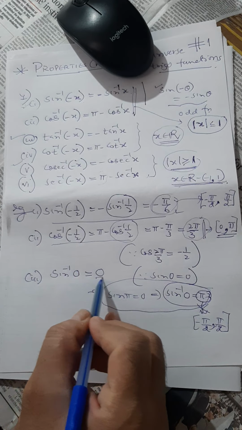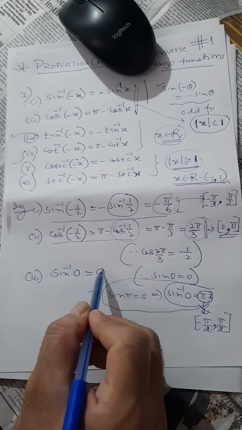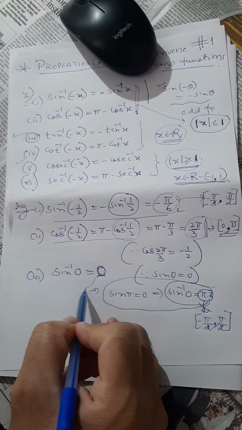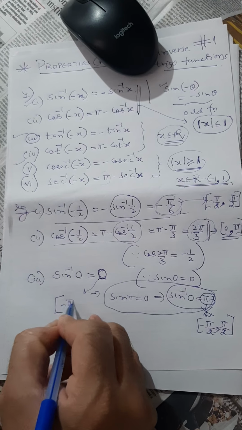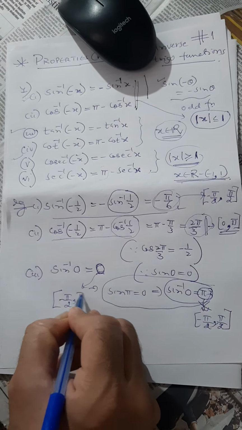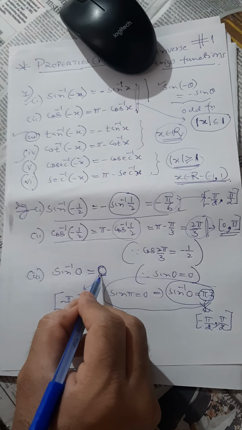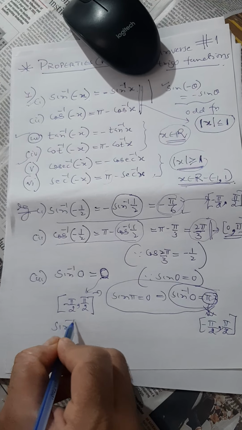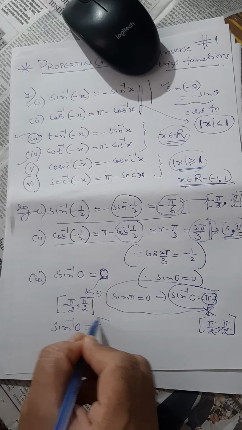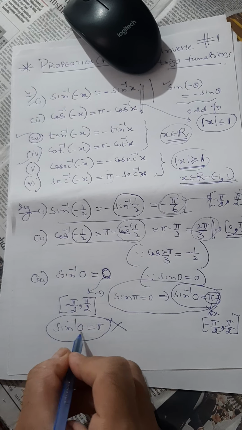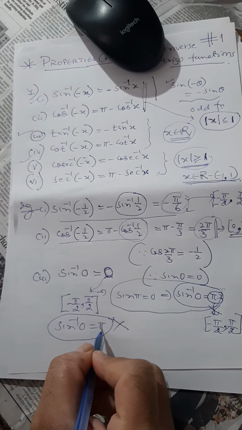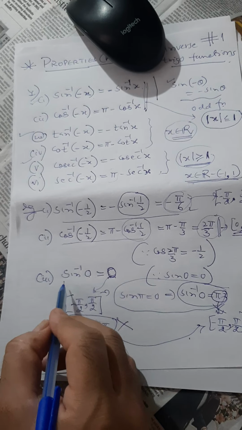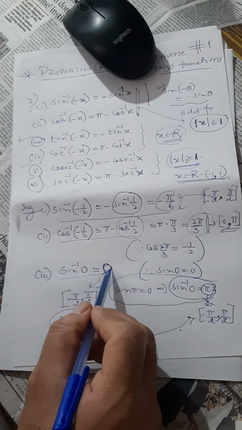So whenever you write the values, they should be in the appropriate domain. Here this 0 falls in minus pi by 2 to pi by 2. You cannot write pi here. So if I write sine inverse 0 is pi, this is wrong. It is not correct, because sine pi is 0, but pi doesn't fall in this domain. So that way you need to write the appropriate value.